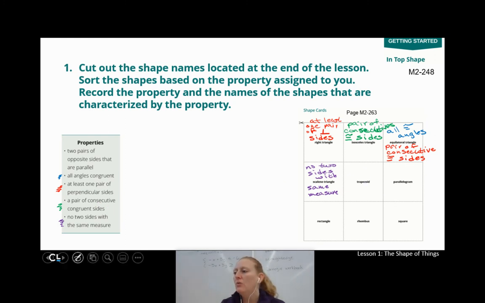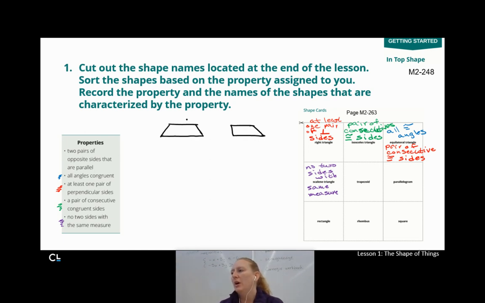If you've forgotten what a trapezoid looks like, real quick, remember a trapezoid? This is not my best trapezoid, but it looks like this. Is that ringing a bell? Little trapezoid. Sometimes they look like this. I mean, they could look like this too. But you get the idea. Those are trapezoids. Two pairs of opposite sides that are parallel.